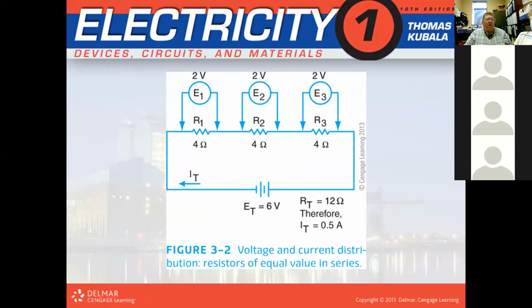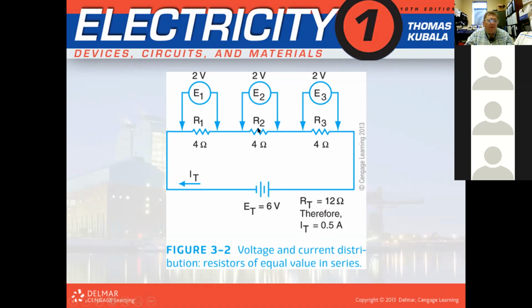And the way you calculate the total current is you take the total voltage, which would be 6 volts, divided by the total resistance, which would be 12 ohms. It's going to give you a total current of 0.5 amps, because 6 volts divided by 12 is 0.5. With the Ohm's law chart, when you look at the triangle at the bottom, it's going to be E over R, the E total over the R total is going to give you I, which would be half an amp.